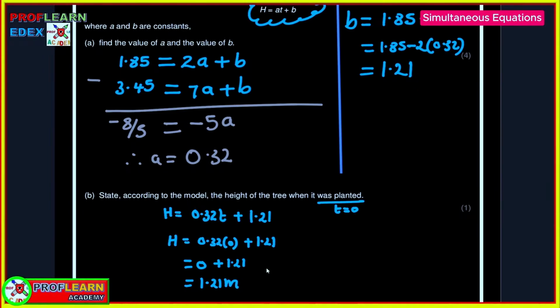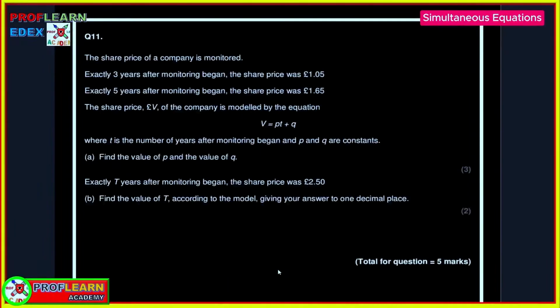Then finally, we have the last question. The last question is also regarding a model. The share price of a company is monitored. Exactly after 3 years, the price was 1.05. After 5 years, the share was 1.65 pounds. All right, so we are going to find the values of P and Q.